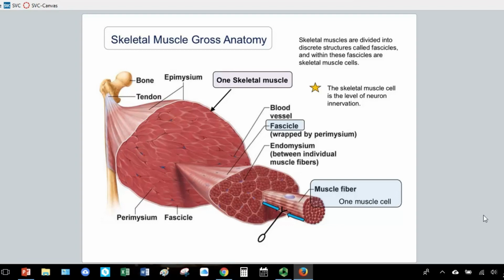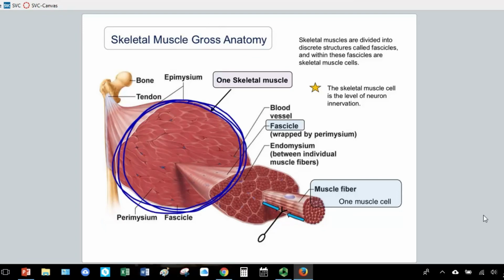Okay, so let's look at some gross anatomy of the skeletal muscle. Gross means, what does that mean? It means you can see it with the naked eye. Okay, so here's one skeletal muscle, and since you guys know this already, this is the femur. Could be a quadricep muscle, it could be a hamstring or whatnot, but this right here is one skeletal muscle.